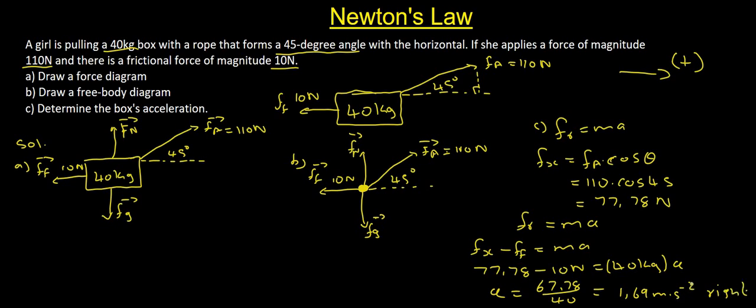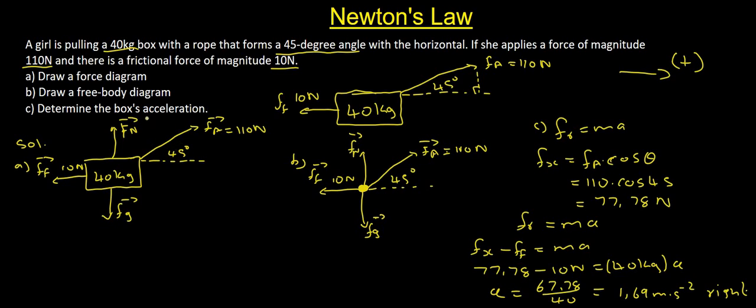So let's just do a quick review. Today's question stated the following. A girl is pulling a 40 kg box with a rope that forms a 45-degree angle with the horizontal. She applies a force of magnitude 110 Newton and there is a frictional force of magnitude 10 Newton. Number 1, draw a force diagram. Number 2, draw a free body diagram. Question 3, determine the body's acceleration.